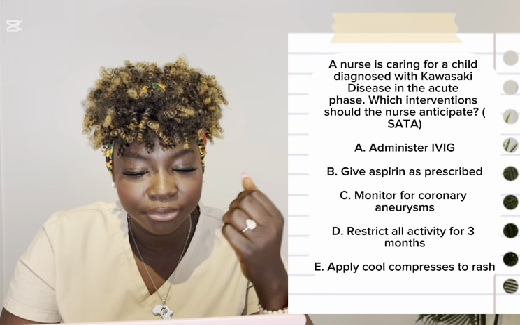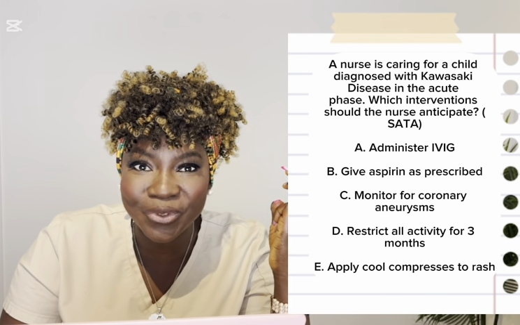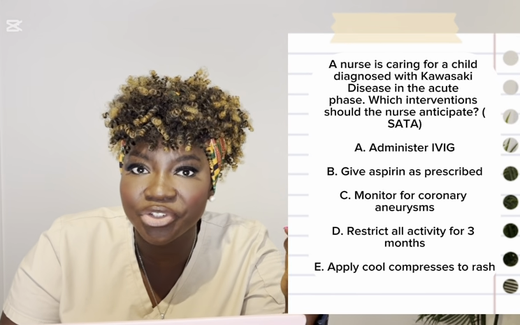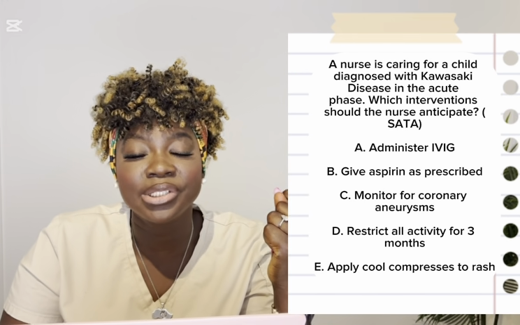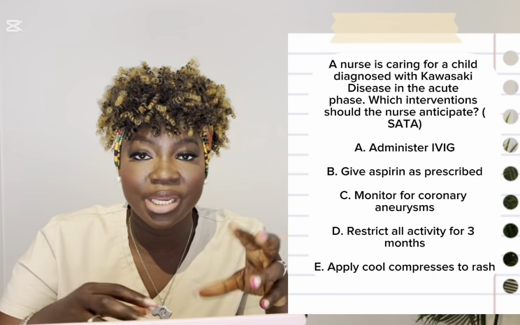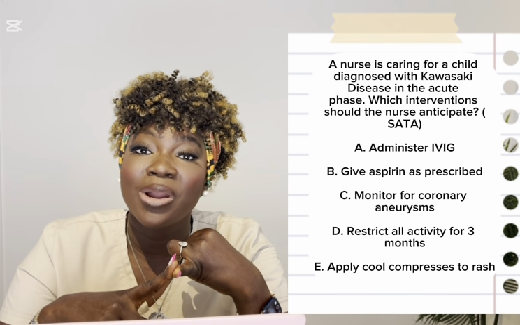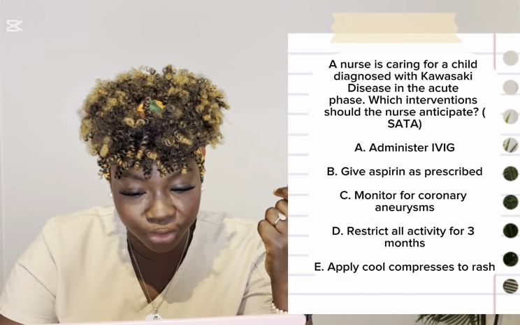Now, administer IVIG. Absolutely, select all that apply. We are doing that now. Absolutely, give aspirin as prescribed. I said that. Now, monitor for coronary aneurysm. Absolutely, because cardiac monitoring is essential in Kawasaki disease. Monitor for myocarditis, arrhythmias. Okay, so C is true.